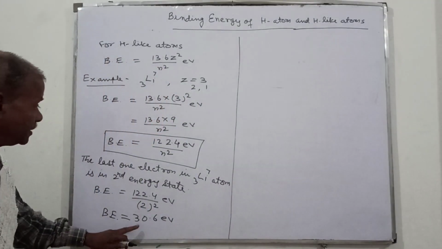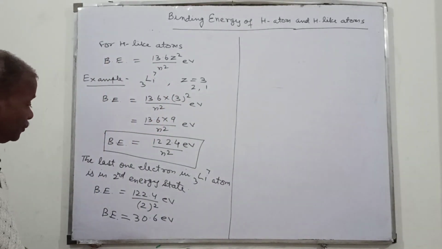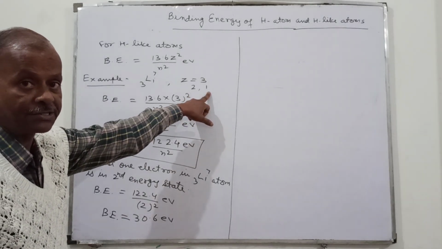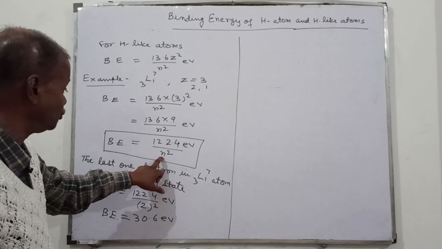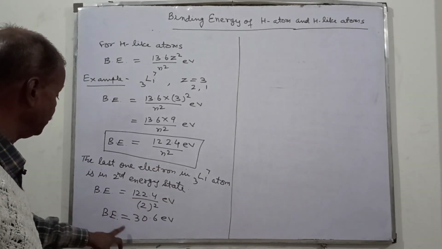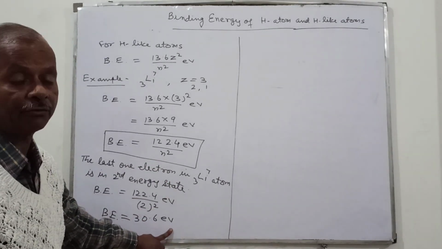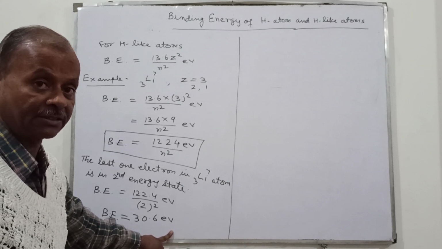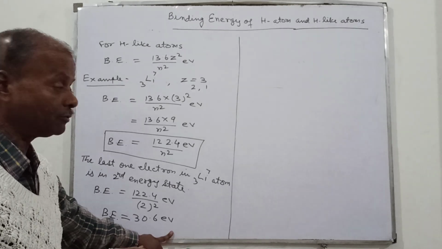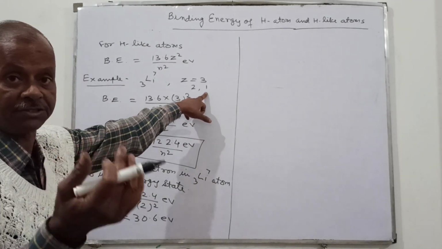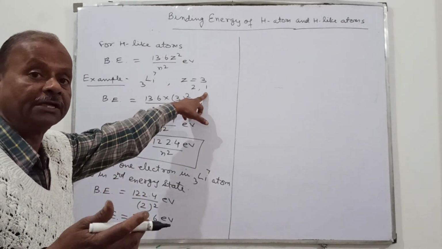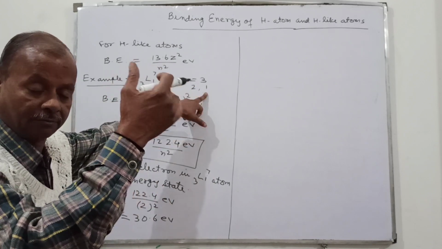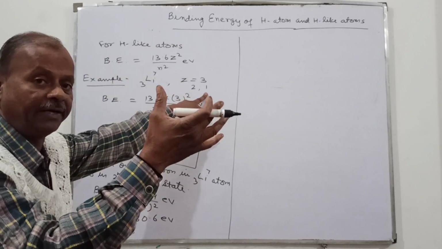So this is the binding energy of the lithium atom, because the last electron is found in the second energy state, so we put N equal to 2. Then it is 4, and you calculate: this is 30.6 electron volt. We can say that this is the first binding energy. If the electron lies in the third energy state, then we take N equal to 3, and that will be the second binding energy. Then, so on, the third binding energy, fourth binding energy, and so on.